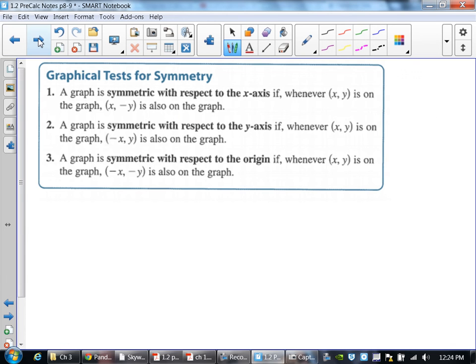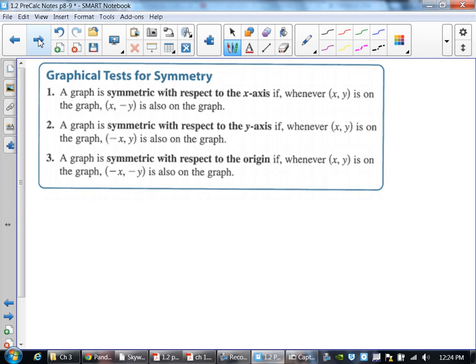So what we're going to do, and these are the simple tests that I just have up there. It's symmetrical on the x-axis if you flip the points and they still wind up on the graph. Basically, if you change the sign of one of them and you substitute in the equation, if it still holds true, it works. All right?